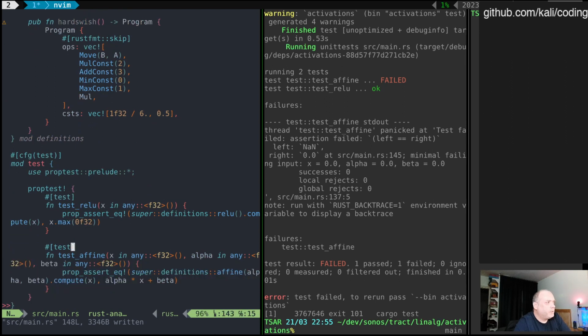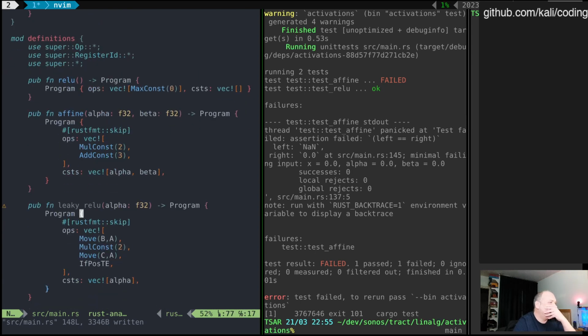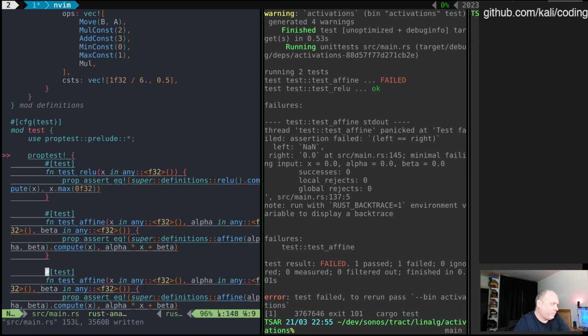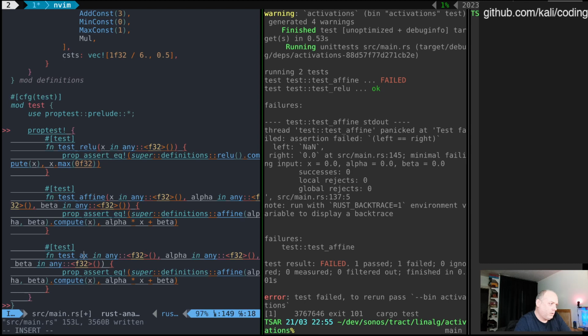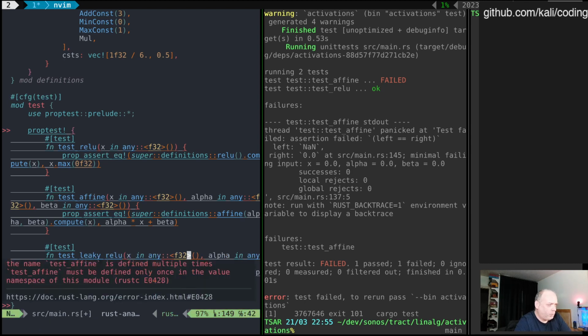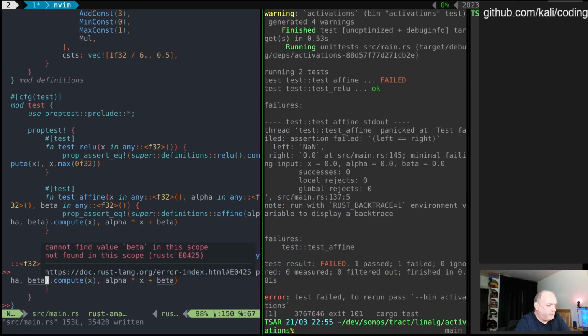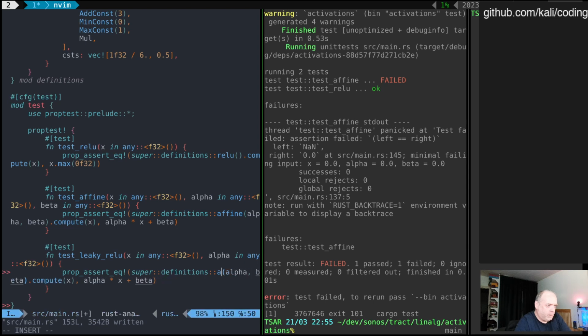Next one, we've done relu, we've done affine. Following is leaky relu. So leaky relu has, if I remember correctly, just one single parameter called alpha. It doesn't have a beta. Here we go. And it's defined by, so I'm calling leaky relu of alpha, computing x and comparing to: if x is negative, then it's alpha x, else it's x. So all of these are in float for now.